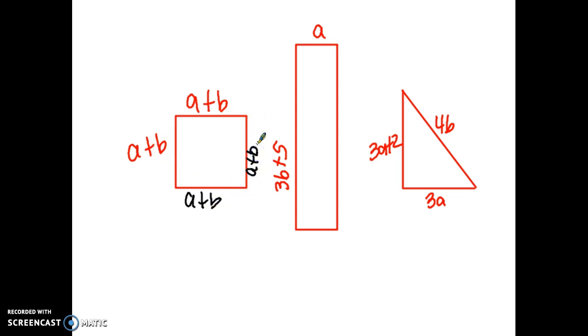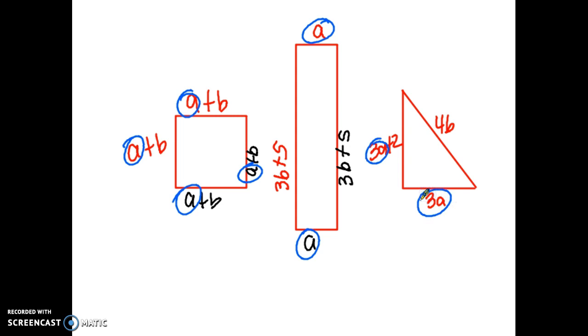With a rectangle, parallel sides are equal. So if this side is a, then this bottom side is a. If this side is 3b plus 5, then this side is 3b plus 5. Once I have all of my sides filled in, then I'm going to start with my first term and add them all up. I have 1, 2, 3, 4 A's, 5A, 6A, 6A plus 3A is 9A, 9A plus 3A is 12A. So I'm done with my A's.